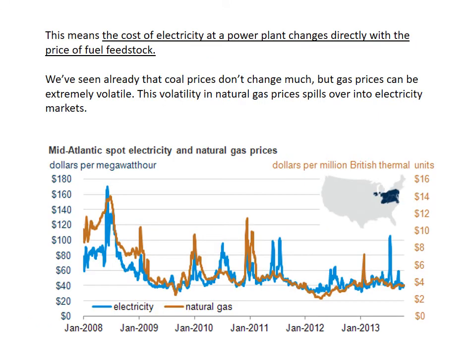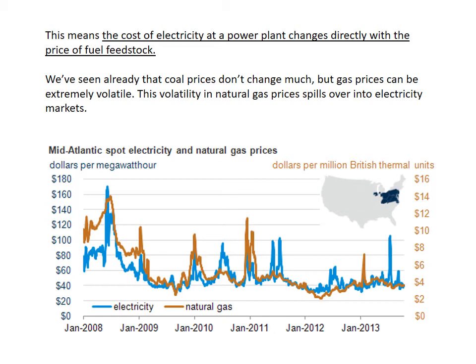And because the price of fuel here is directly responsible for changes in the cost of electricity from different types of power plants, the market price for electricity also tends to change with the price of fuel. I think what I showed you earlier was that coal prices tend to be pretty stable, but gas prices have historically demonstrated a lot of volatility.